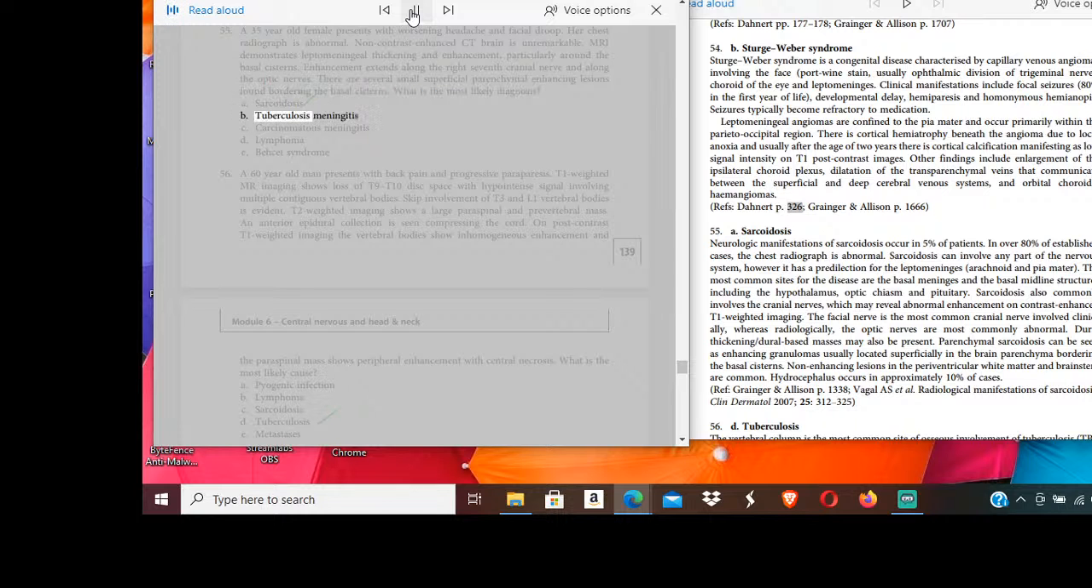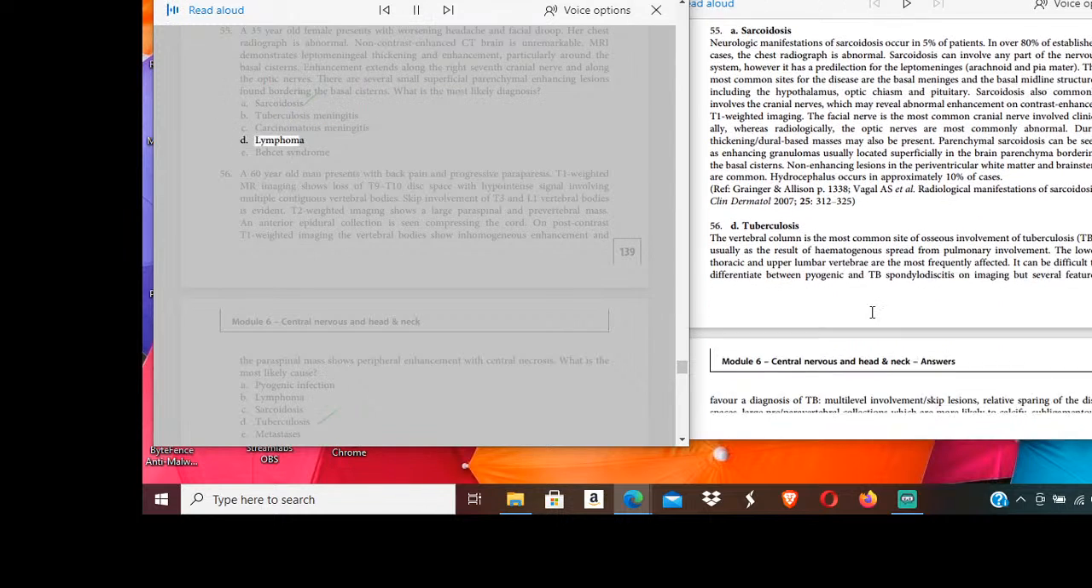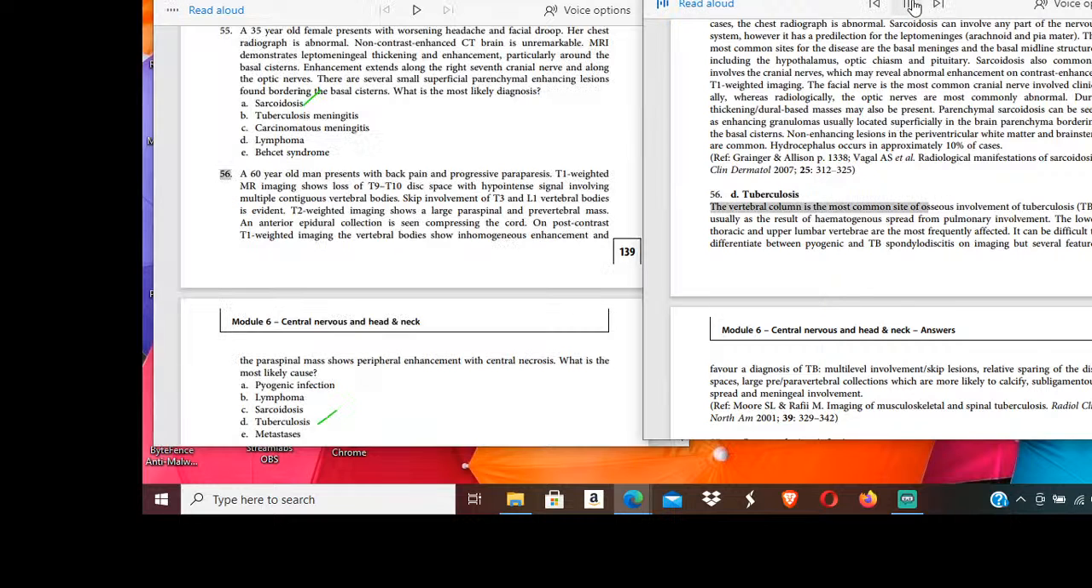A. Sarcoidosis. B. Tuberculous meningitis. C. Carcinomatous meningitis. D. Lymphoma. E. Behçet syndrome.